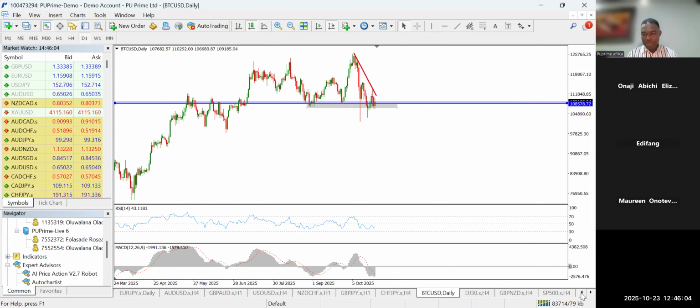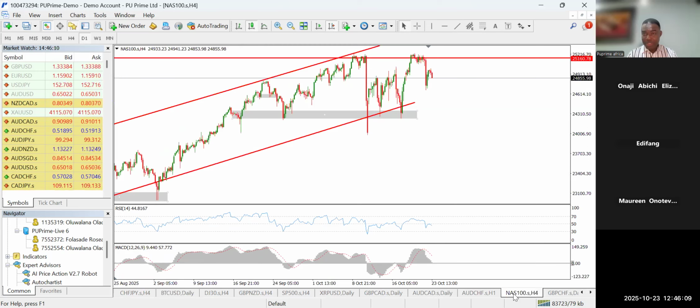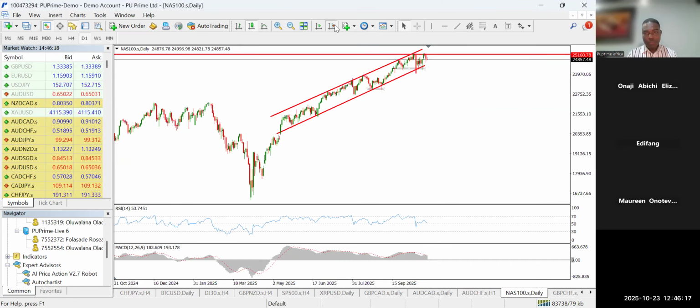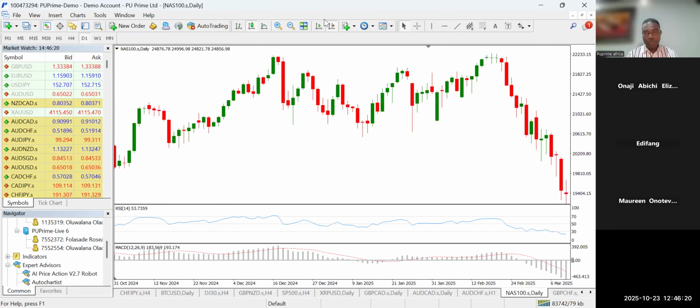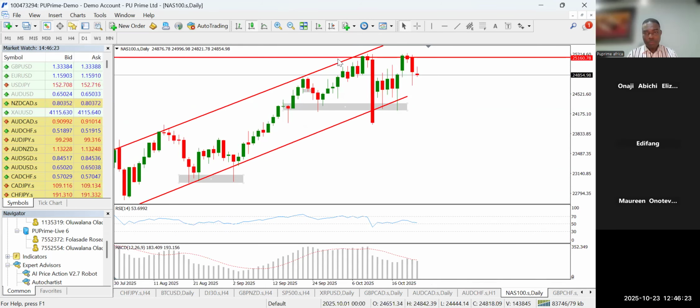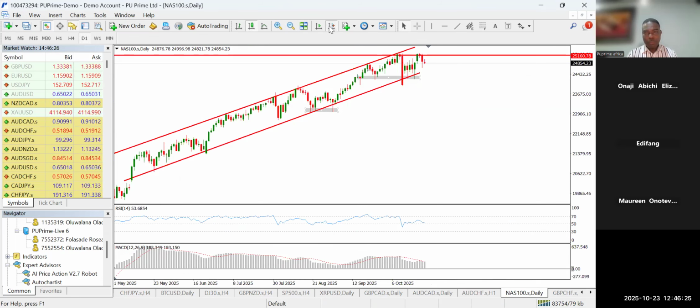All right, so I'll check NAS 100. Now, please take note, an instrument like NAS 100 should be traded with a lot of caution because it can be extremely volatile. So we have a rising wedge on the daily time frame and price hits a resistance level up there. We have a reversal candlestick pattern, all on the daily time frame.